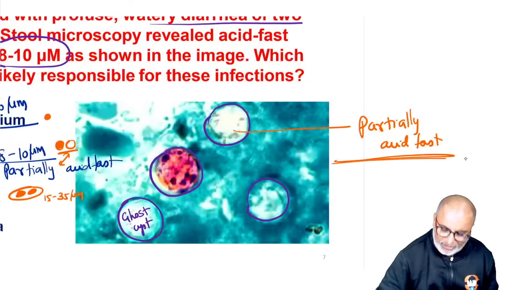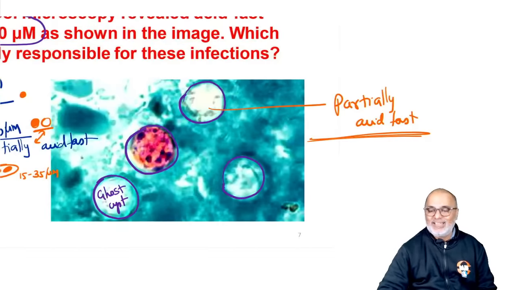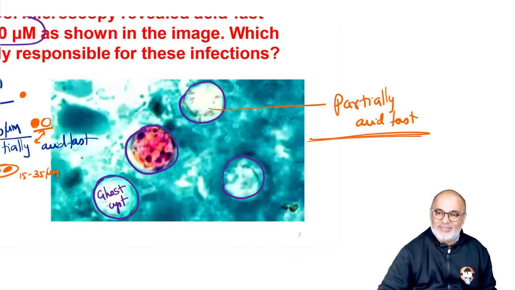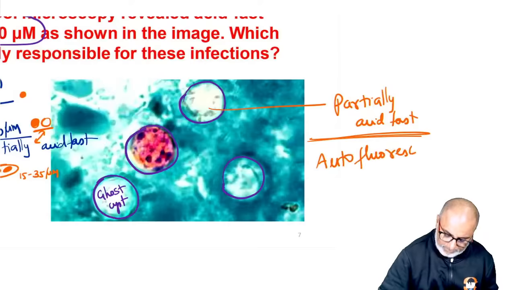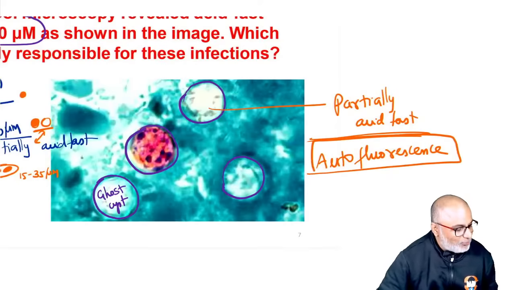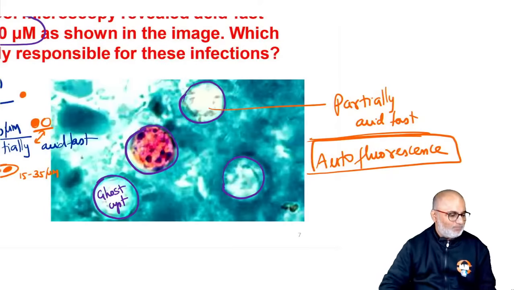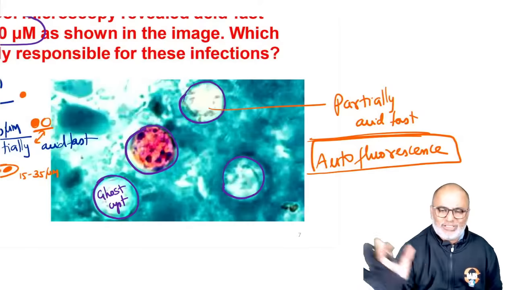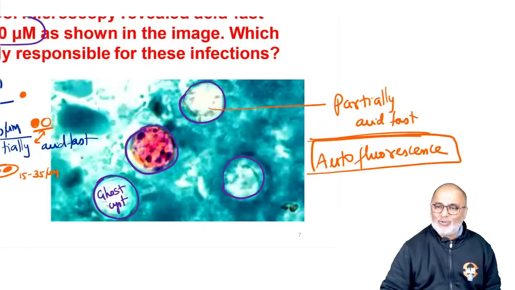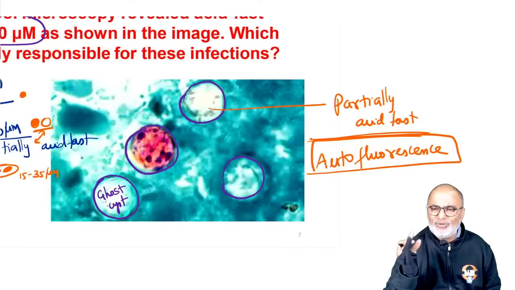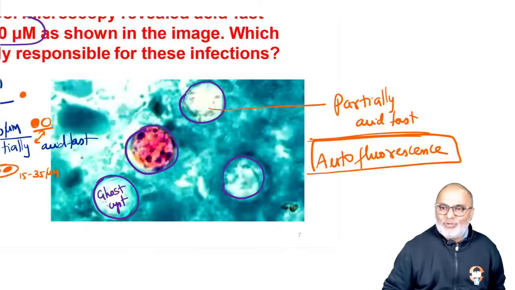And one more property is also there, my dears, you should not forget: autofluorescence exhibited by Cyclospora. These are all in the notes, just go through this. Without fluorescent stain, if you see under a microscope, they beautifully glow. That is called autofluorescence.